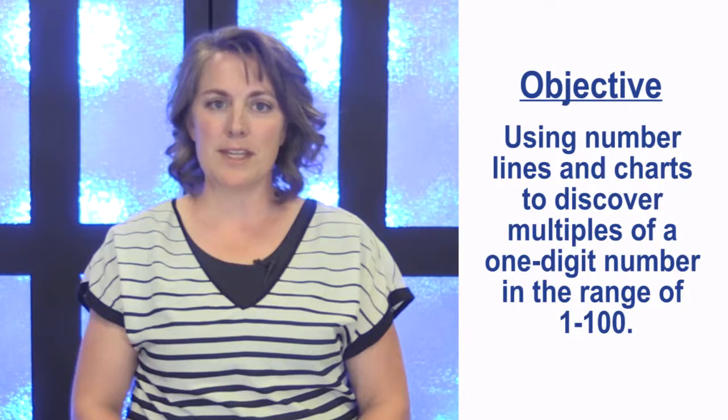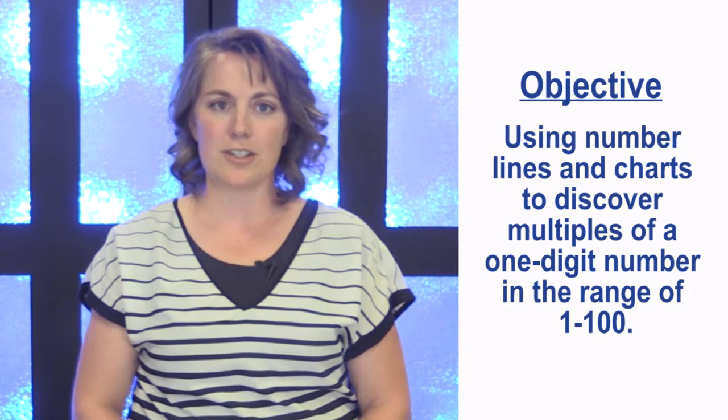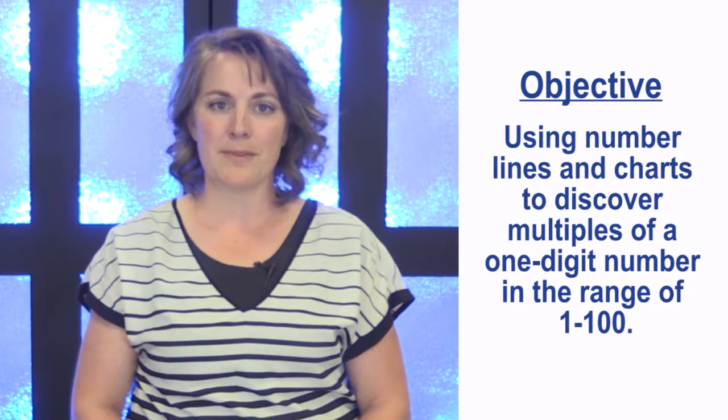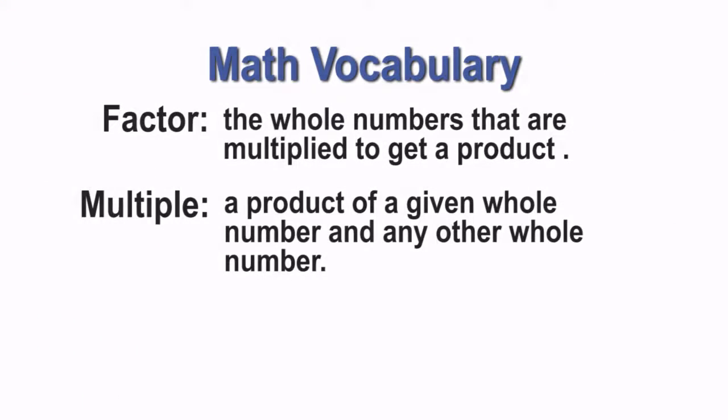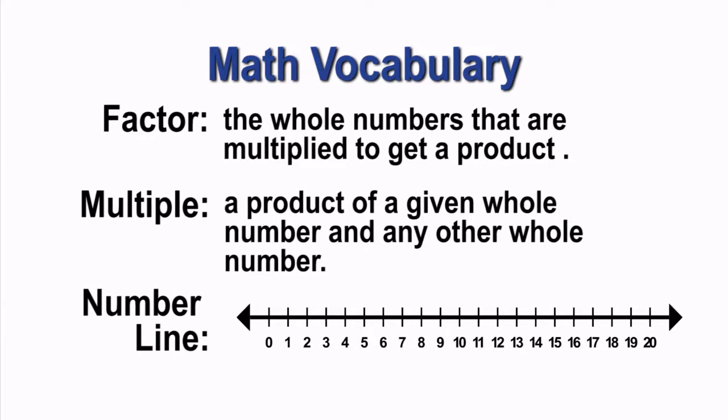In this lesson, we will use a number line and multiplication chart to find multiples of a one-digit number. In the previous lesson, students learned that a multiple is a product of a given whole number and any other whole number. We also learned how to find multiples using counters. However, depending on the context, sometimes it is advantageous to use a number line to find multiples.